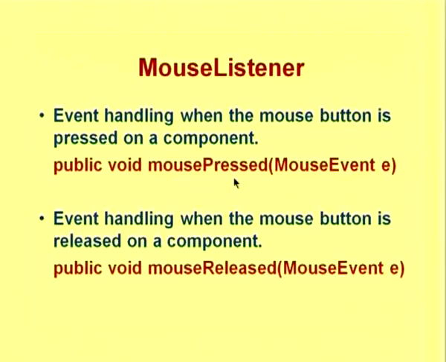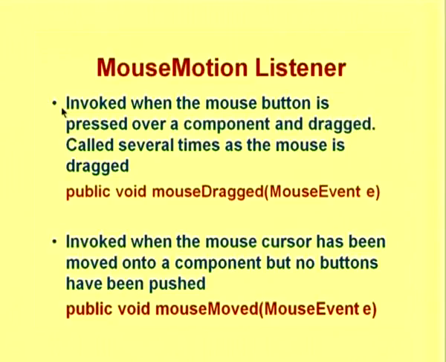Here are the two other methods. mousePressed is the method called when you press the mouse, and next, when the mouse button is released on a particular component, the mouseReleased method will be fired. The event class raised by your environment will give you the information regarding the mouse event that happens. Next is the mouse motion listener.